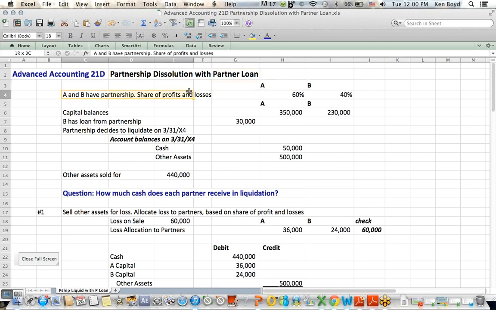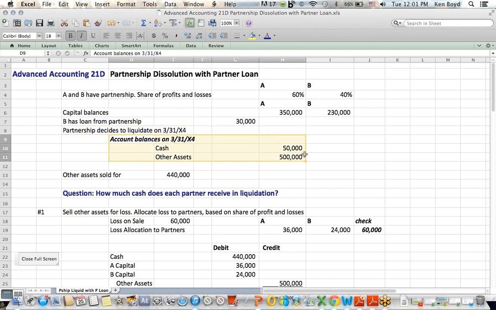So we have a situation where A and B have a partnership, and they share profits and losses unequally. A gets 60% of profits and losses, B 40%. Here are their starting capital balances when we start the problem. As I mentioned, B has a loan from the partnership in the amount of $30,000. And the change that's going on is the partners decide to liquidate the business as of 3/31/X4.